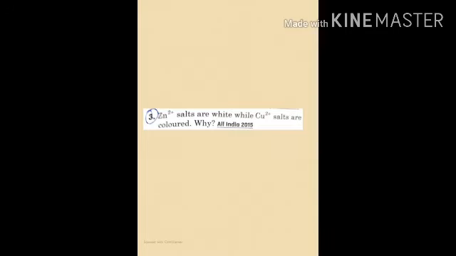Zinc salts are white while copper ion salts are colored. Zn2+ salts are white while Cu2+ salts are colored. What is the reason for it? The reason is that zinc ions have a completely filled d subshell, which means they have no unpaired electron. So zinc ions are white in nature. They don't have unpaired electrons, they have a completely filled d subshell. So d-d transition won't take place over here.